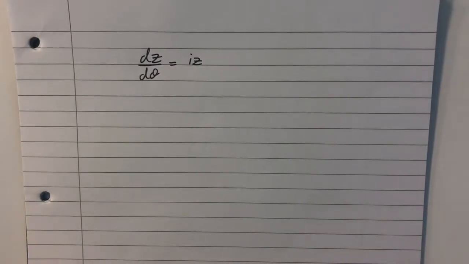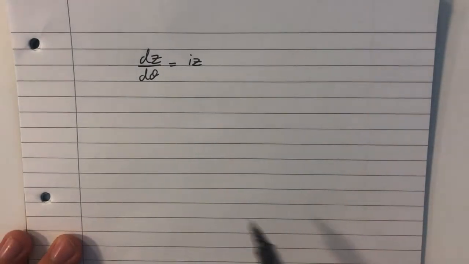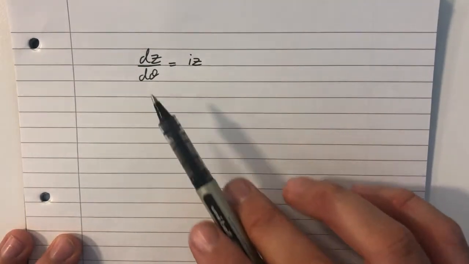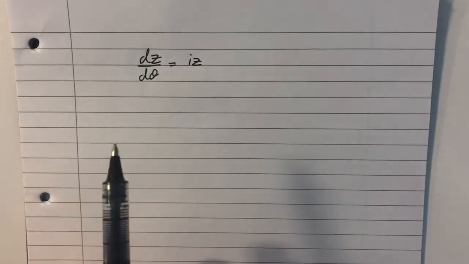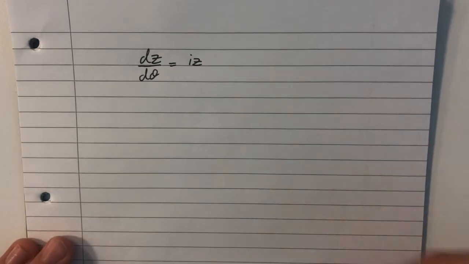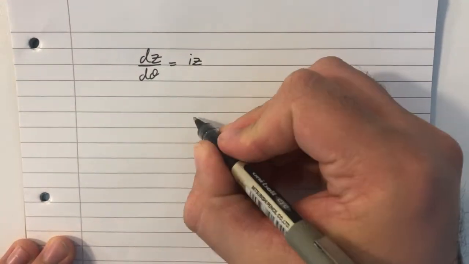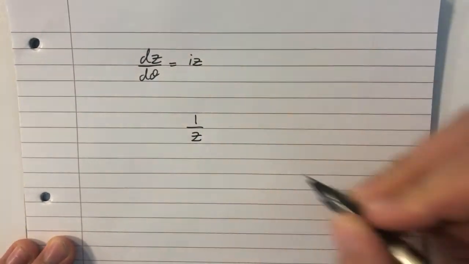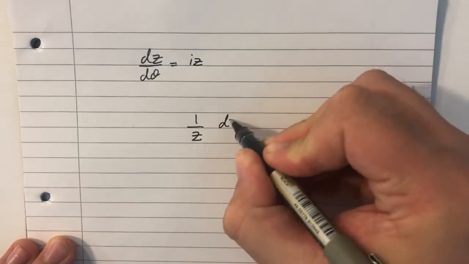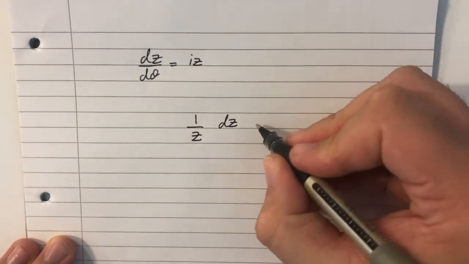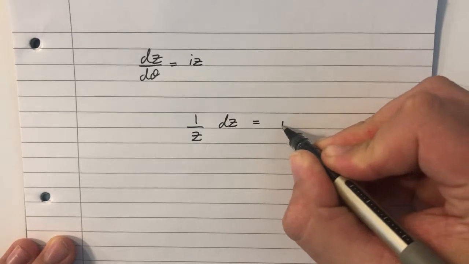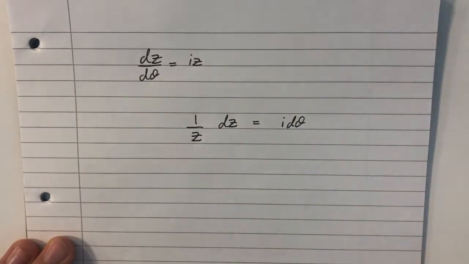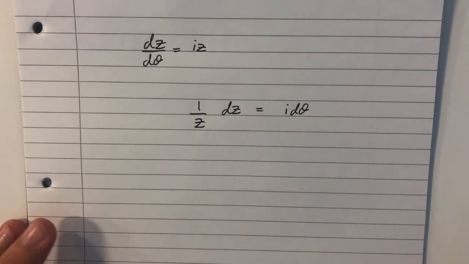The method we're going to use to solve this differential equation is called separation of variables. We're going to take the two variables, in this case z and theta, and put one of the variables on one side of the equation and the other variable on the other side. So I'm going to divide both sides by z, so I get 1 over z times dz by d theta, but I'm going to multiply both sides of the equation by d theta, and I end up with that.